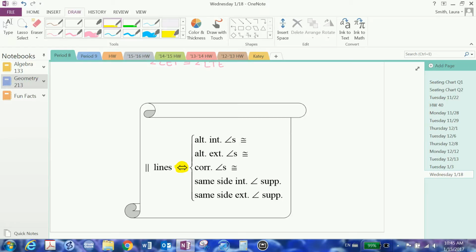So if I was trying to prove parallel lines, I would say, if this was true, then that is true, right? So make sure you don't write it backwards.